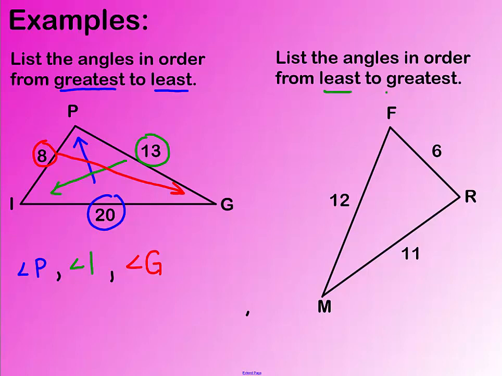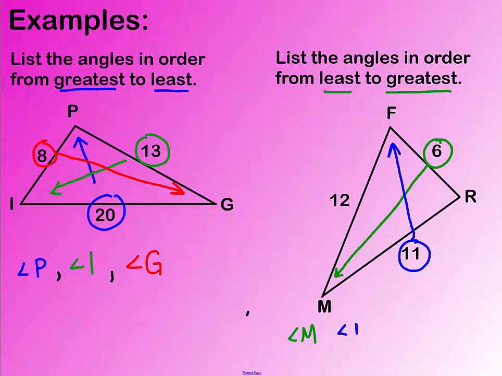Now I want to list from least to greatest. So I'm going to find the smallest side and go opposite that side. I would get angle M. Then I'll look at the next smallest side, which is 11. I go opposite that, and I get angle F. And finally, I look at 12, and I go opposite that, and I get angle R. So from least to greatest, I have angle M, angle F, angle R.